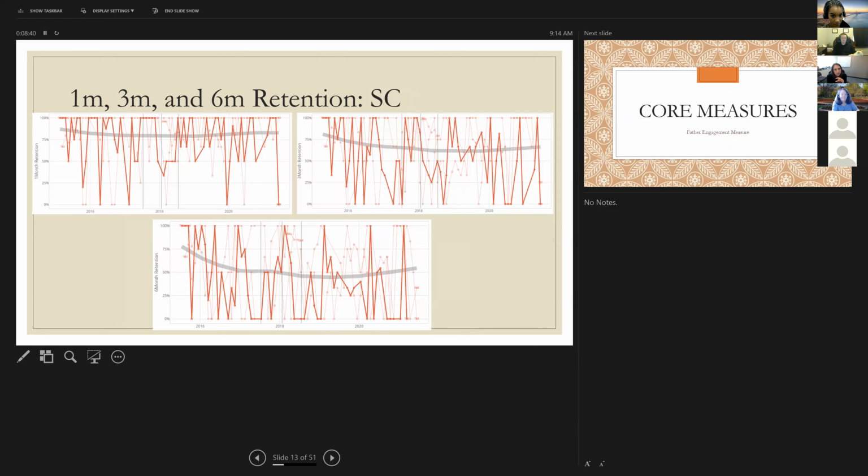For Safe Care, the trends are a little bit different. So we see that at 1 month, we are above that 75% mark in terms of retention. By 3 months, it's a little bit below 75. And then by 6 months, it's hovering around the 50% mark. So about 50% of families that start 6 months later are still engaged in the program.